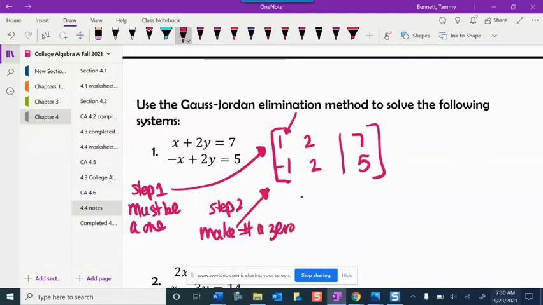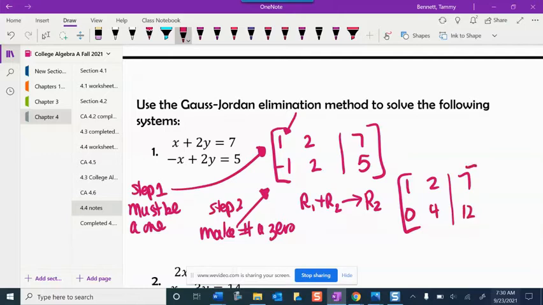We're going to do that by taking row 1 plus row 2. If I add those together, that becomes row 2. First row stays the same, 1, 2, 7. Add those two together, you get 0. Add those two together, 4. Add those two together, 12.